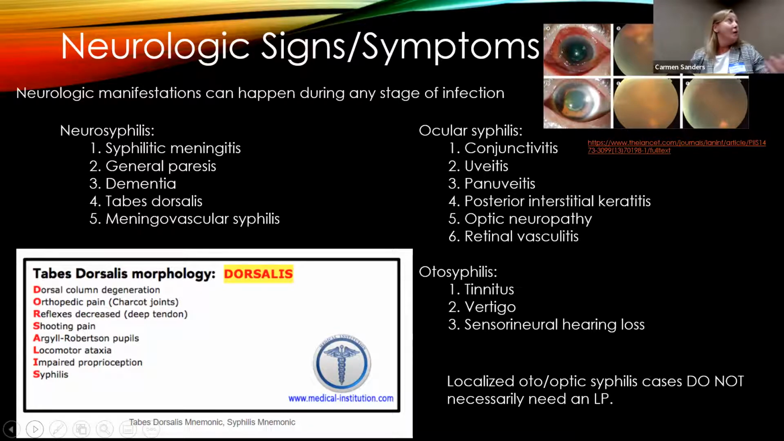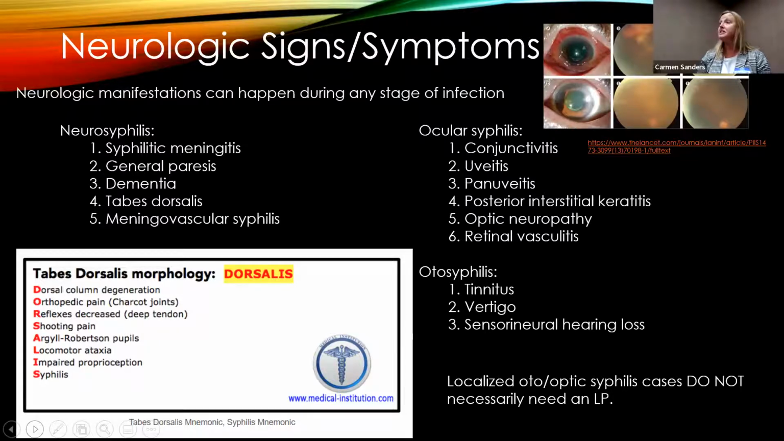And so with these neurological signs and symptoms of syphilis, generally what we want to do is do a lumbar puncture and get a spinal tap and see what's going on with that spinal fluid and see just how far this infection has gone into the body. Even though they're listed here, the symptoms of oto or optic syphilis do not necessarily mean that this person has to have a lumbar puncture.